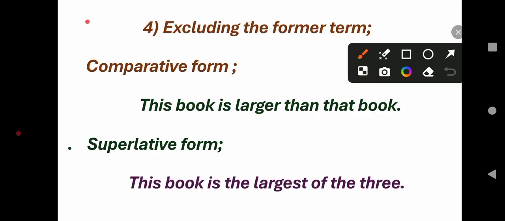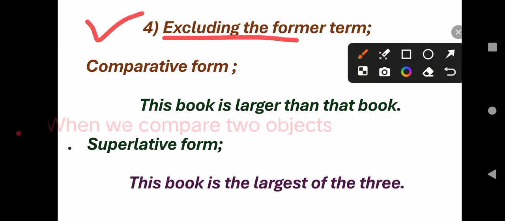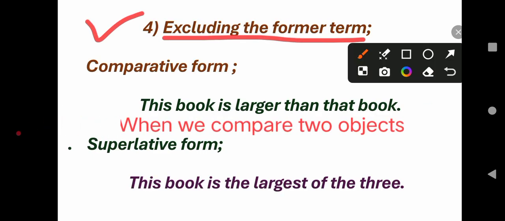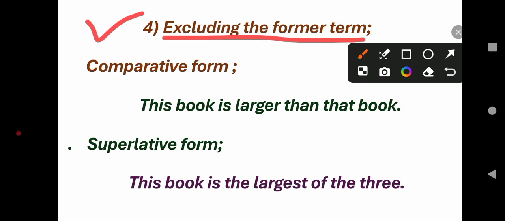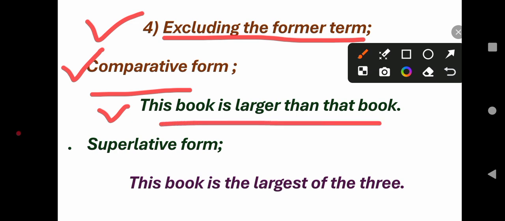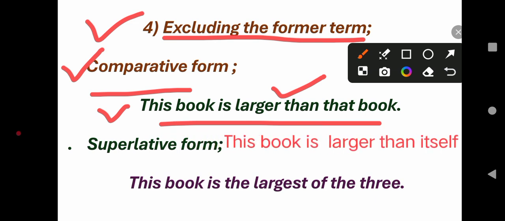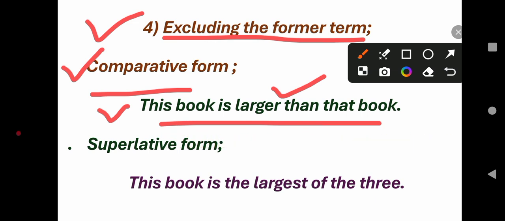The fifth rule is excluding the former term. When we compare two objects, we need to make sure that the second object we are comparing does not include the first object. In the comparative form, if we want to compare the size of two books, we would say that this book is larger than that book. In this sentence, we are excluding the first book from the comparison. We are not saying that the first book is larger than itself. We would say that this book is larger than that book.